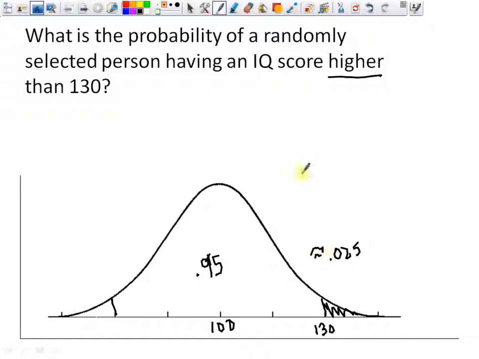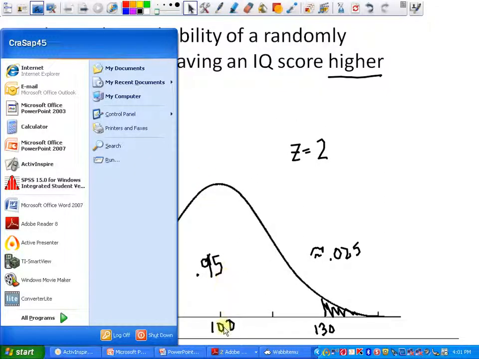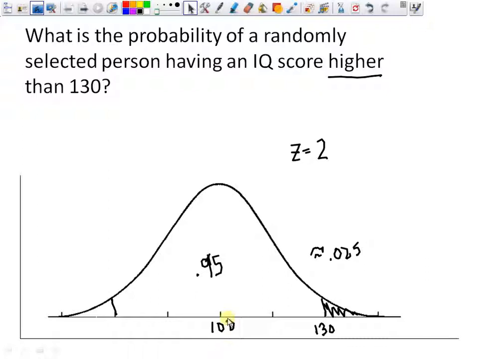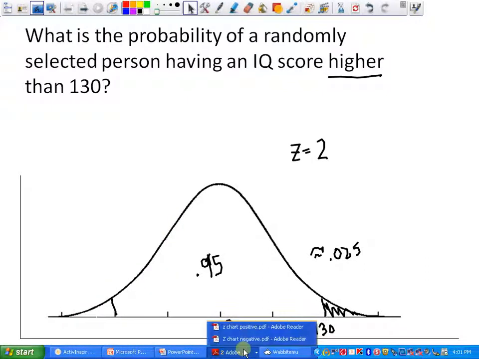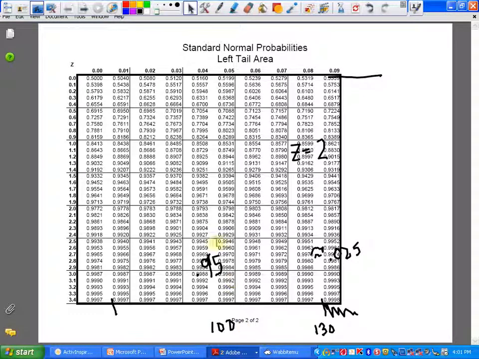Now we can get a better answer by using something that we call a z-score. What a z-score is, is how many standard deviations above or below the mean a value is. 130 is 2 standard deviations above the mean, so our z-score is 2. So we're going to take a look at a z-table now. Notice I'm going to the positives. We'll take a look at z equals 2.00, which is exactly 2 standard deviations above the mean.